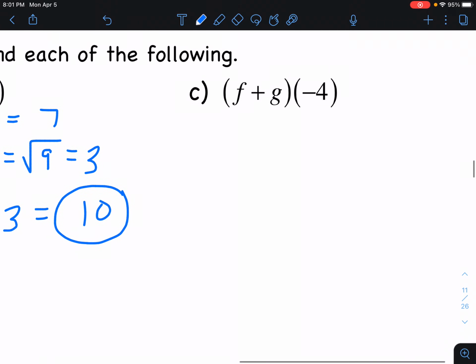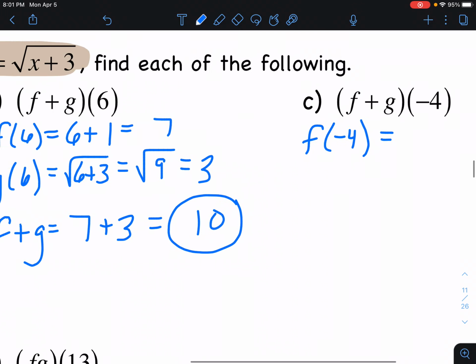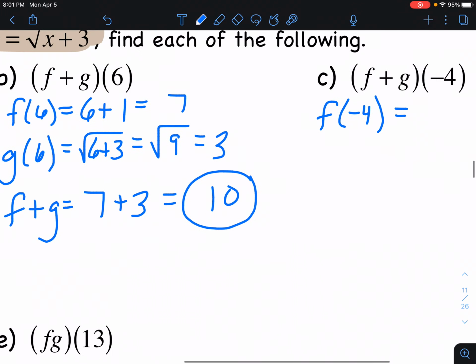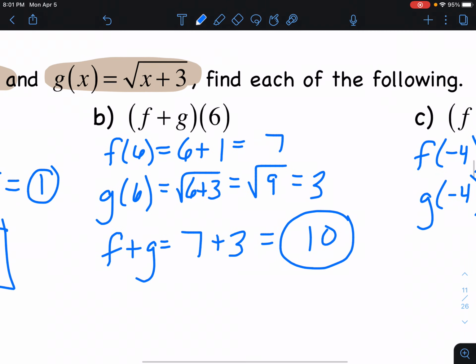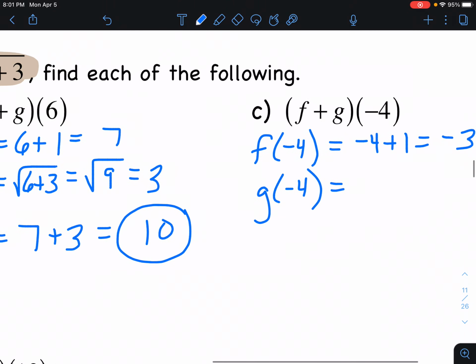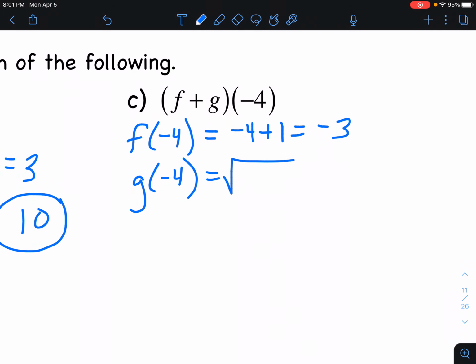Now we're going to do f plus g of negative 4. So let's do f of negative 4. What was f? f was x plus 1, so that'll be negative 4 plus 1, which is negative 3. And then we're going to do g of negative 4. That would be the square root of x plus 3, so the square root of negative 4 plus 3. Add them to get the square root of negative 1.